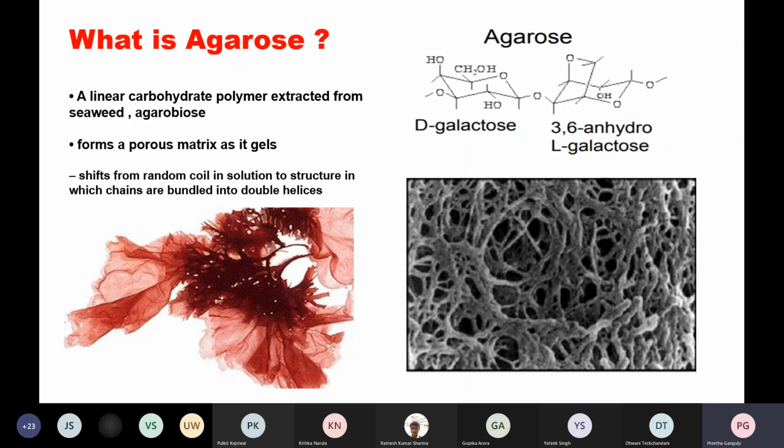Agarose is basically a carbohydrate polymer extracted from seaweed, and it is utilized for the formation of the gel. If we talk about the structure, agarose is made up of alternating D-galactose and 3,6-anhydro-L-galactose linked by alpha 1,3 and beta 1,4 glycosidic bonds. You can see in this figure how the matrix is formed in the gel. There are pores through which our DNA migrates.